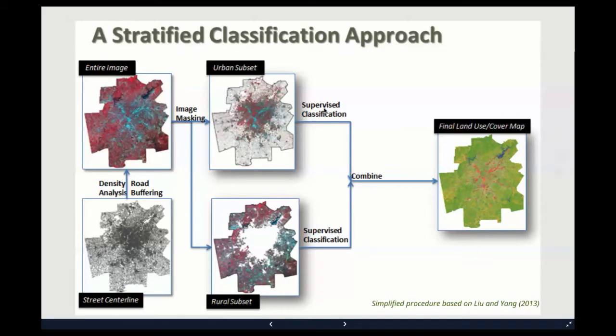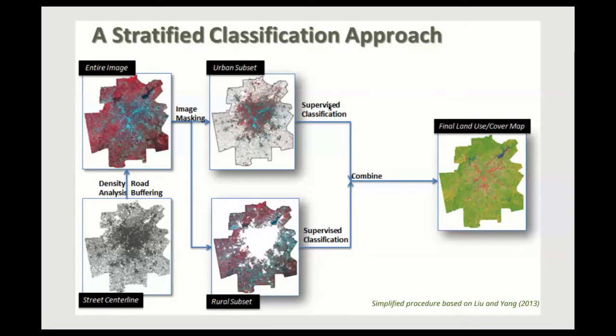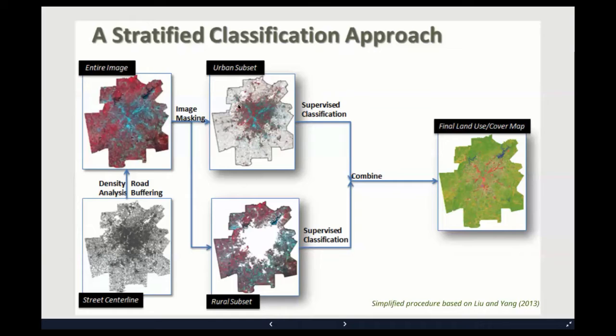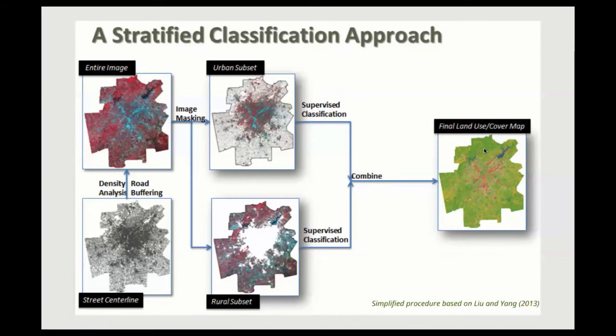After this, I applied supervised classification, which is what we're going to talk about today, on each of the two subsites. I did the classification separately, and eventually I combined them to generate the final map. I found that it helped me tell apart two confusing classes, the urban transitional land and the fallowed agricultural land. I was able to improve my results largely.